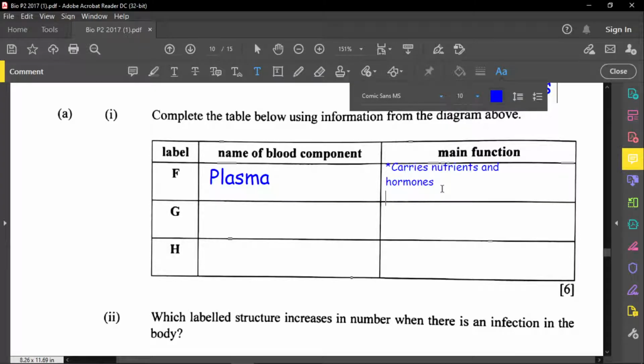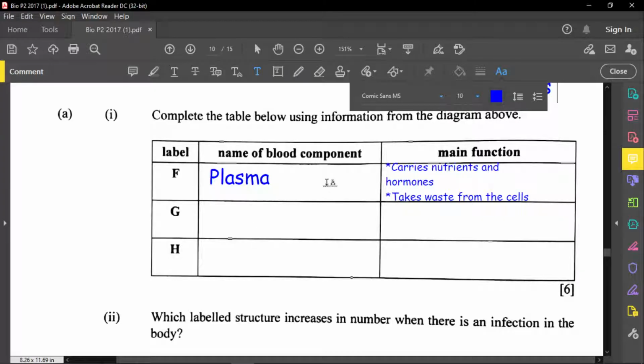Okay, and the next function here is it takes waste away from the cells. All right, so those are the two main functions there. The main functions: carry nutrients and hormones, and also take waste from the cell.